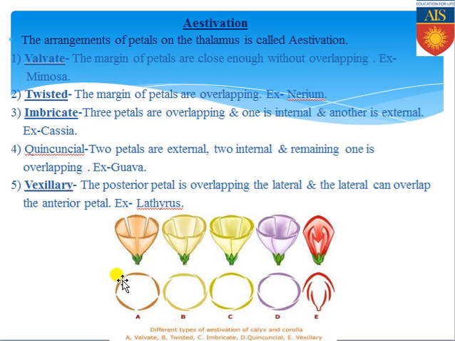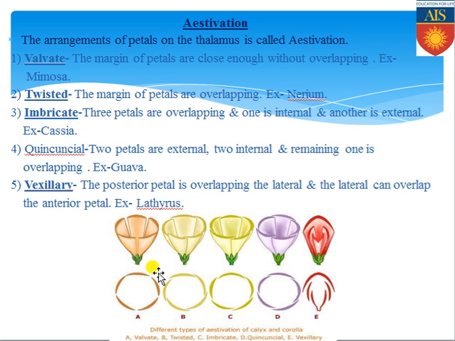You can see here this specific estivation is the valvate, where you can see the ends of the petals, or the margin of the petals, are very close to each other, but they are not overlapping or even touching. So that is known as valvate type of the estivation. Example, Mimosa pudica plant. Twisted type of the estivation is where the margin of the petals are overlapping. You can see here properly the margin of these petals are just overlapping each other, and for that reason this specific structure has come, that is the twisted type of the estivation.